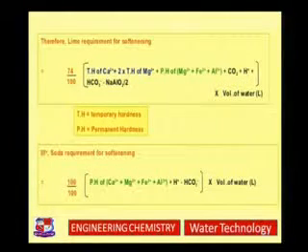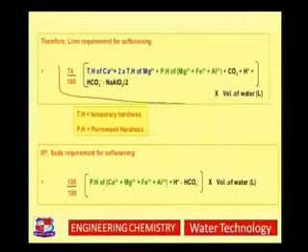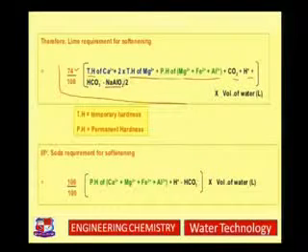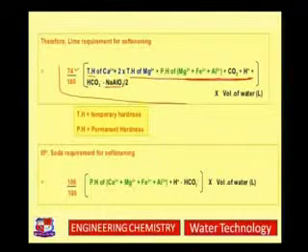Lime requirement for softening is given by this formula: 74, which is the molecular mass of lime, divided by 100, into temporary hardness (TH stands for temporary hardness) of calcium, plus 2 into temporary hardness of magnesium, plus permanent hardness of magnesium, iron, aluminium, plus carbon dioxide, plus H+, etc., minus sodium aluminate, divided by 2. All these must be in CaCO3 equivalent. As we have earlier discussed, hardness is expressed in terms of CaCO3 equivalent. So first we convert it into CaCO3 equivalent.